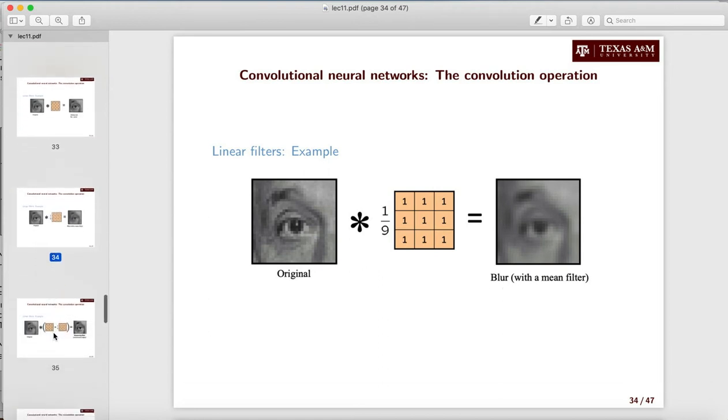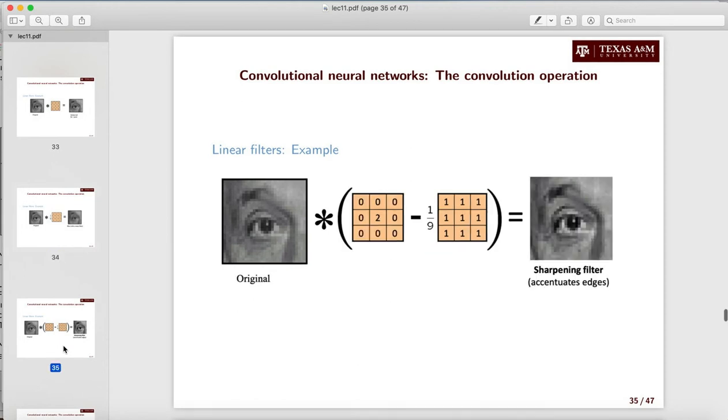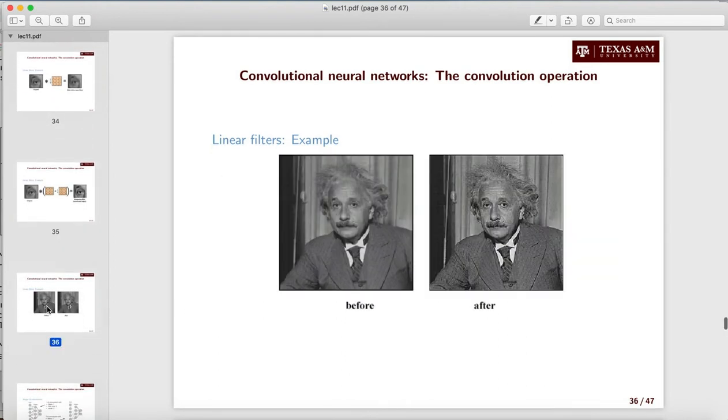Now, if we combine what we have learned so far, if we have an identity kernel multiplied by 2, and this is subtracted by the mean filtering kernel, what we can have is actually a filter that sharpens the edges of the image. And this is how this sharpening operation would look like. So this is an example of how this sharpening operation would look like if we have this entire Einstein image, and then the edges of the image are being sharpened.